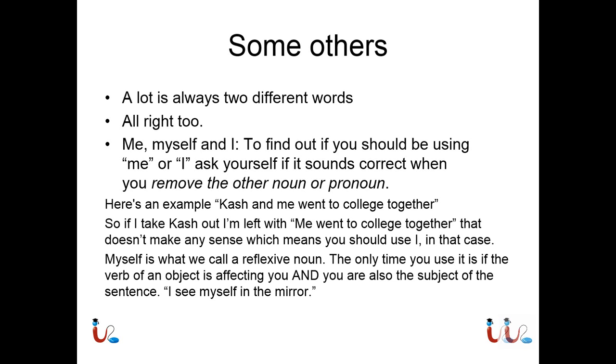Myself is what we call a reflexive pronoun. You don't have to remember that. It's just important to know that the only time you use it is if you are the object of the verb and you are also the subject of the sentence. I see myself in the mirror. I see. I is the subject. See is the verb. Myself is the object. I see. What do you see? Myself in the mirror. That is the only time that you're allowed to use myself.